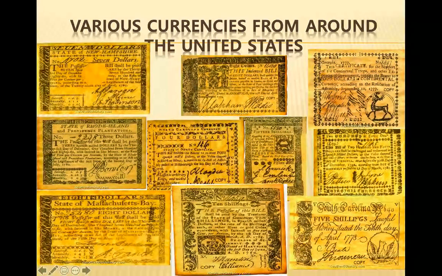Look at the different denominations. $7, $3, $8, 5 shillings. What is even a shilling? There was no one currency, making things very difficult. Does this sound like a United States to you?